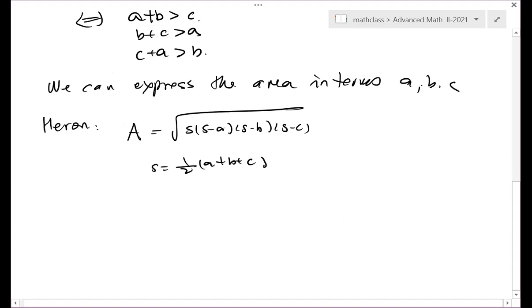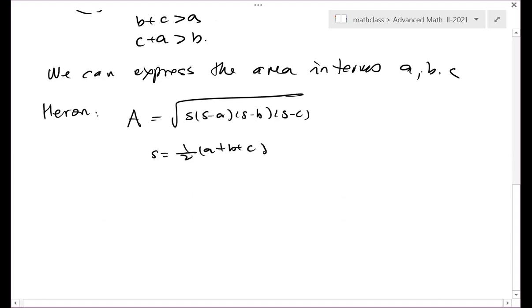Why is this true? I hope you can prove it. Don't look at the book. If you can prove it, let me know. So let's check Heron's formula.